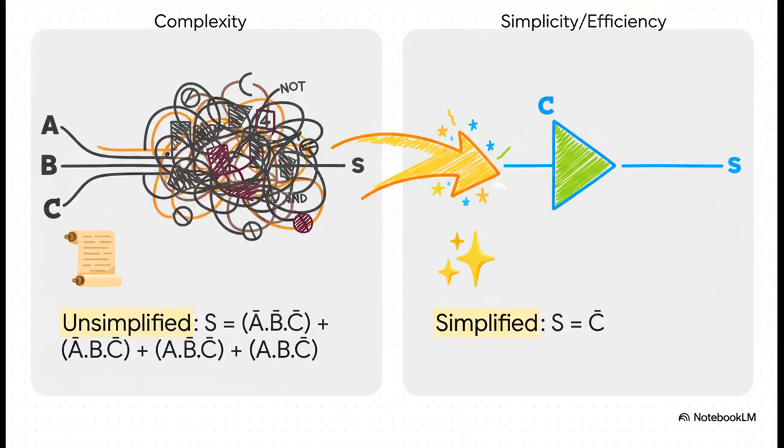So the big question is, how do we clean up that messy equation? And wow, here's the power of simplification right here. On the left, you've got that long, ugly equation we just built. That little bar over a letter just means not, and the plus signs mean or. It's a mouthful. But after you work some logical magic, that entire expression boils down to what you see on the right, S equals not C. That's it. The output only cares about what C is doing. That is a massive, massive improvement.